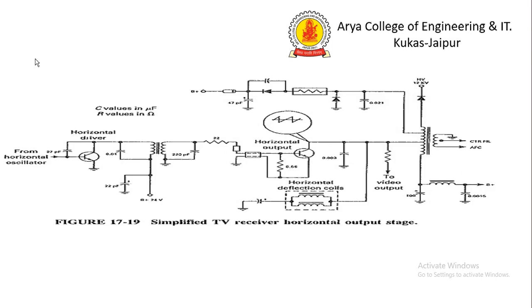Generally in the RTU, Rajasthan Technical University exam, questions are asked like: what is the horizontal oscillator, what is the horizontal driver, what is the horizontal output, what are the horizontal deflection coils, what is the video output, and the simplified TV receiver horizontal output stage. So basically, the C value in microfarad and R value in ohm.